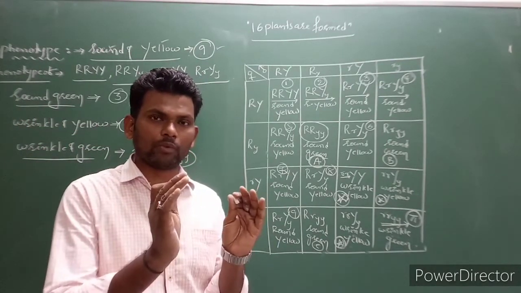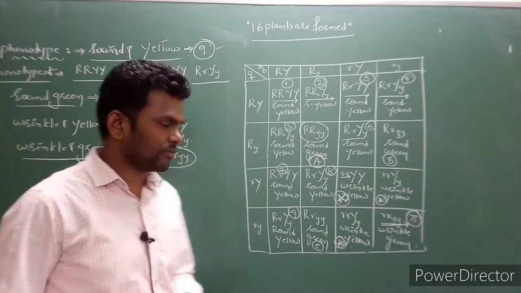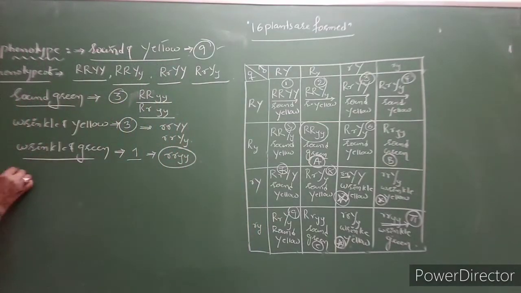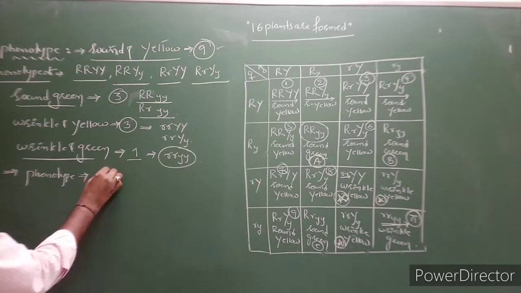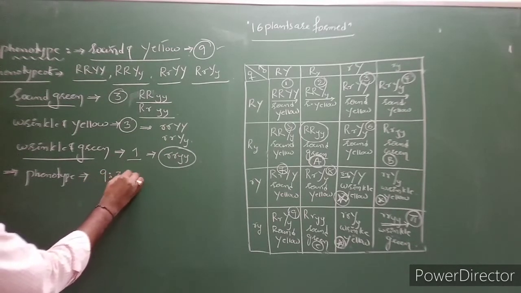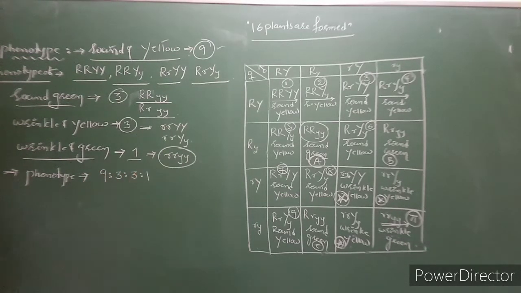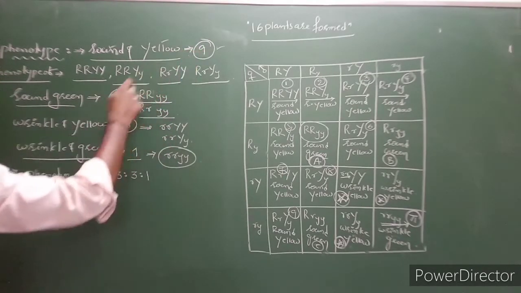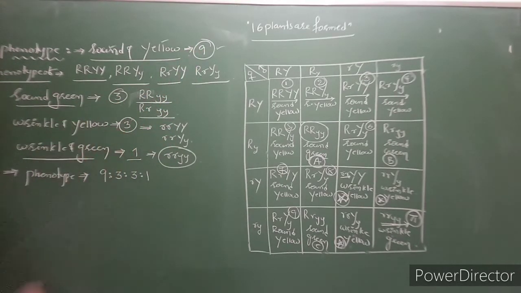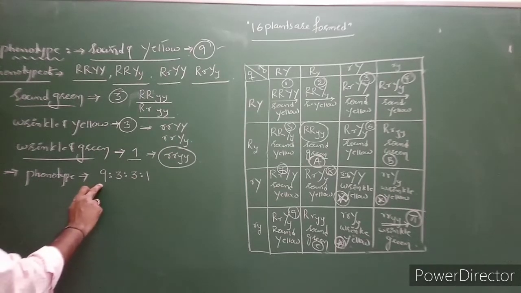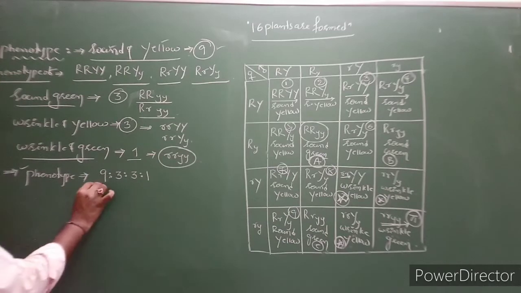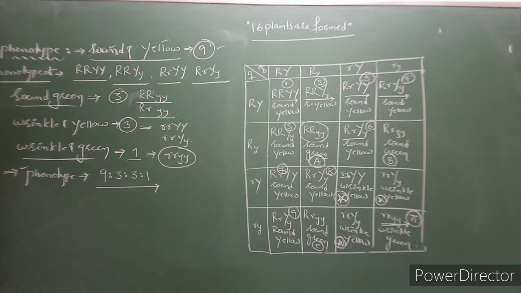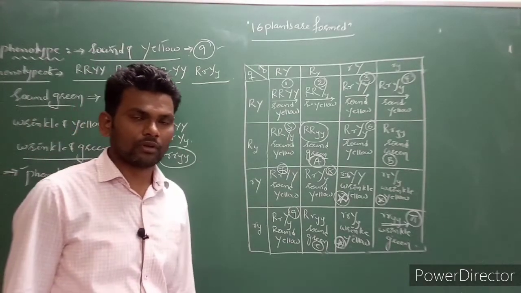Just write the phenotype ratio of dihybrid cross. The phenotype ratio is 9:3:3:1. Here how many plants counted? 9 plus 3, 12 plus 3, 15 plus 1, 16 plants. So this is the phenotype ratio of the dihybrid plant. Okay.